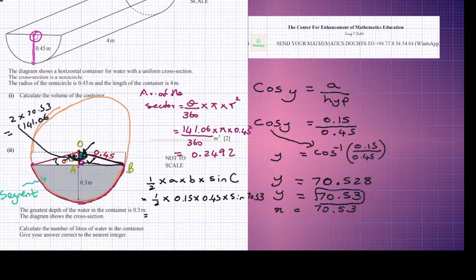Now it's just a matter of inserting these values into the calculator. So when we do the multiplication using the calculator, we get 0.0318. So the area of this triangle is 0.0318.